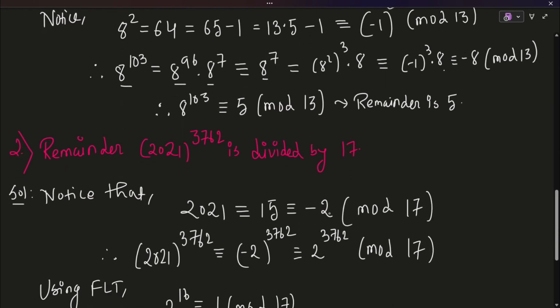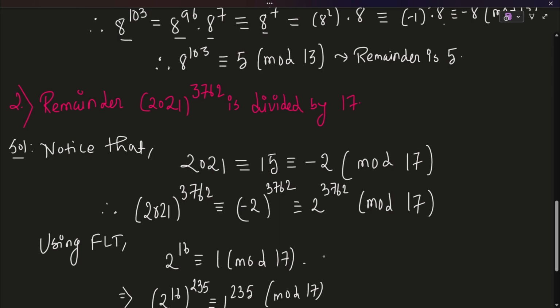We will apply the same kind of methods. So 2021 to the power 3762 when divided by 17. So 2021, first of all, we need to note that this is congruent to 15 mod 17. So if you divide 2021 by 17, it gives you 15, which again is minus 2 mod 17, right? It's 2 less, because 15 is not easier to work with when exponentiating, but 2 is, which is why we are writing this. Therefore, exponentiating both sides with 3762 will get this.